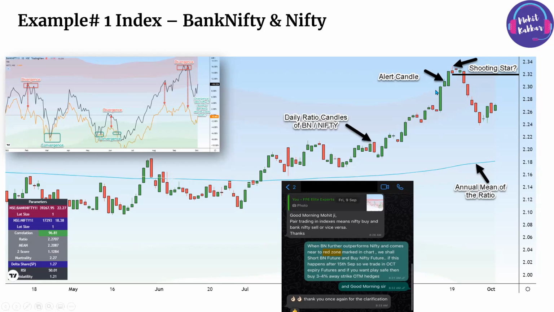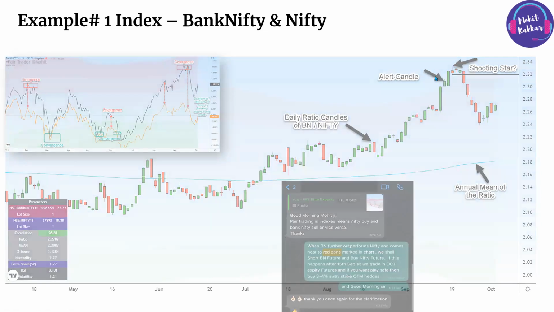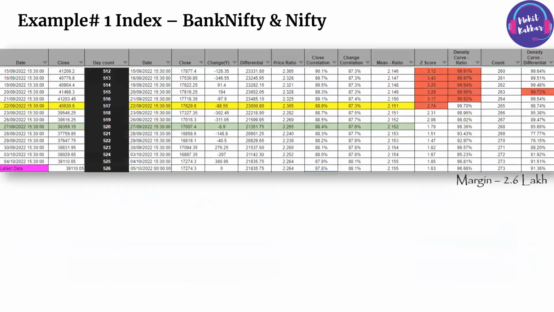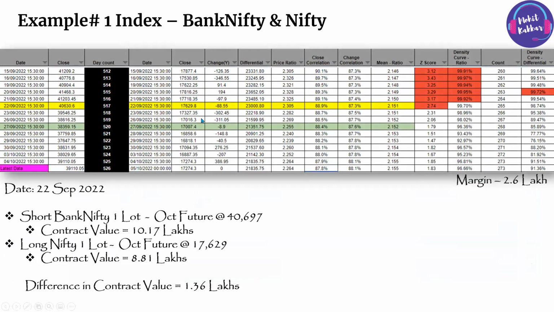So this is one example. Let's see in terms of data how it looked. On 22nd, this is the yellow line. On the yellow line, we shorted Bank Nifty 1 lot at this price, contract value 10.17 lakh.